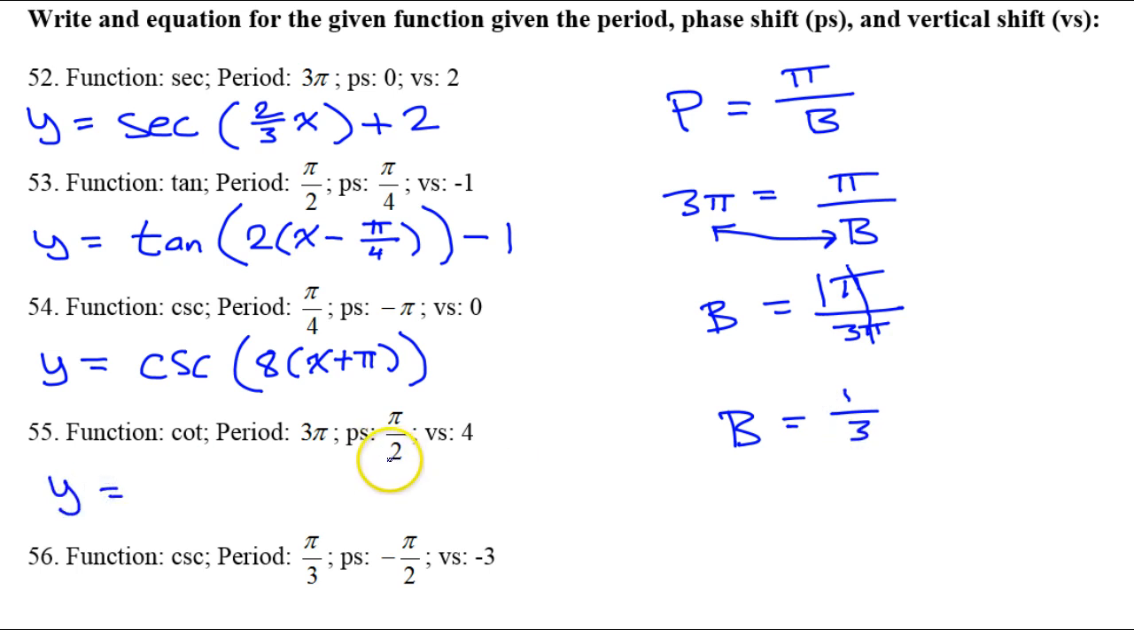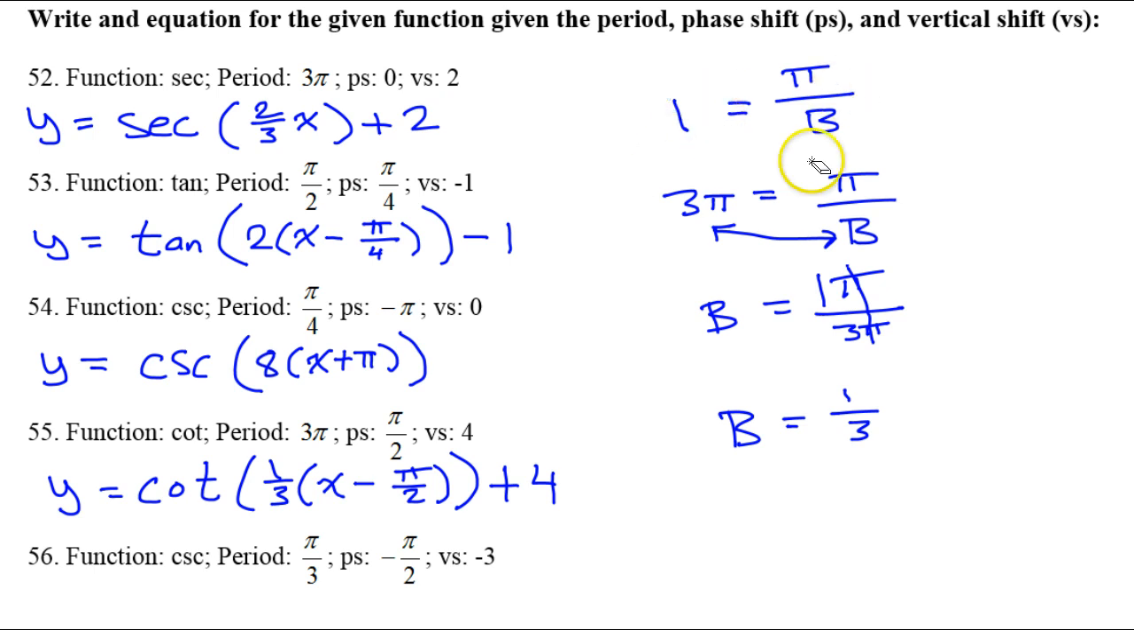Do I have a phase shift? Yes. So get ready to have parentheses inside of parentheses. So I will have the cotangent, and then my b value, and then parentheses, and then I'll have x minus pi over 2. The phase shift is always the opposite sign inside the equation. So for a positive phase shift, you need to put x minus pi over 2. Vertical shift of positive 4, so I'll put a plus 4 on the end. All right, so that's it for number 55.